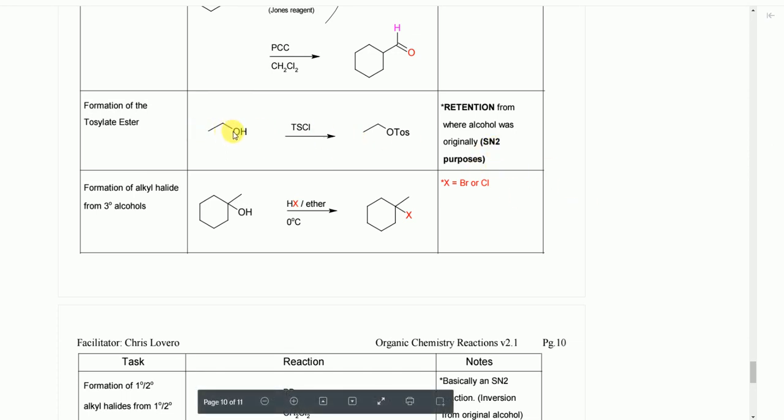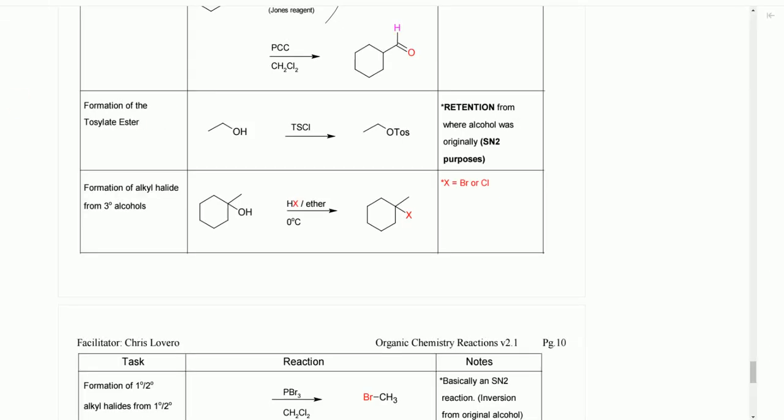So I have a primary or secondary alcohol, and I use something called TsCl. When I react it with TsCl, I'm essentially going to remove this hydrogen and attach this Ts group. What that gives me is my OTs. OTs is a very good leaving group that we use in SN2 and E2 and so forth, and this is essentially how to form it. So if you need to form a good leaving group in the reactions, this is what we would use.